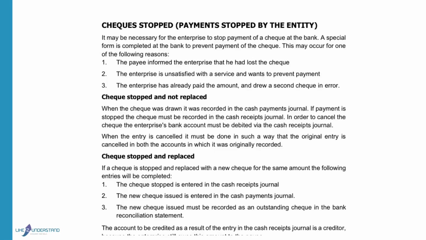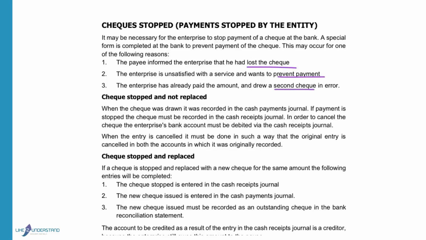One of the reasons is the payee informed the enterprise that the cheque was, for instance, lost in the post. The enterprise is unsatisfied with the service and wants to prevent the payment. So people gave you goods and/or rendered a service that you're not satisfied with, so you first have to sort out this problem with them before you will pay. The enterprise had already paid the amount and then mistakenly withdrew a second cheque. So that means they're paying for the same thing twice.